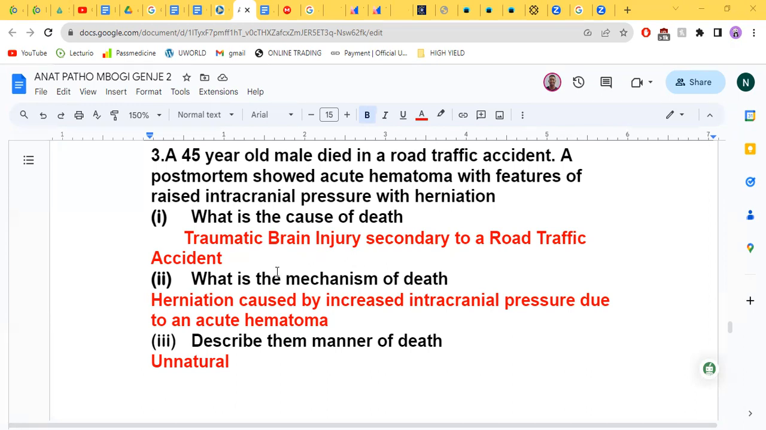The manner of death is unnatural. Unnatural things are things that can lead to legal issues. But the natural causes of death are probably things due to sickness or things that were anticipated.